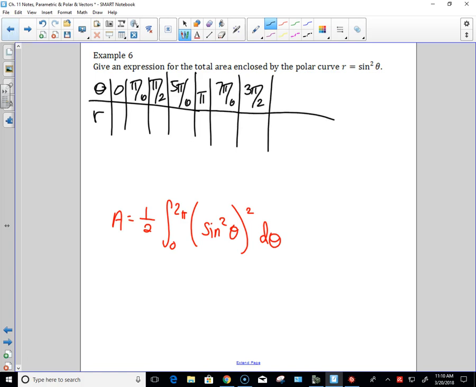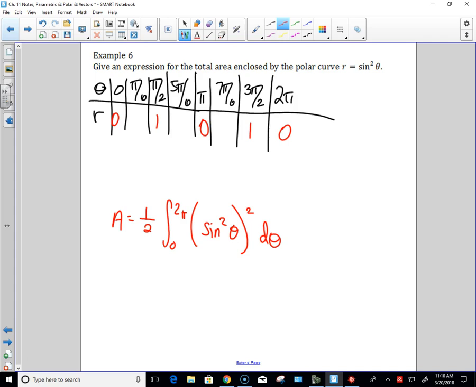Why can't it ever be negative? Good. If I plug in 0, where else? At pi it will be 0. At 2 pi it will be 0 again if we kept going. Sine is 1 here, right? 1 squared is 1. Negative 1 squared is 1, right?